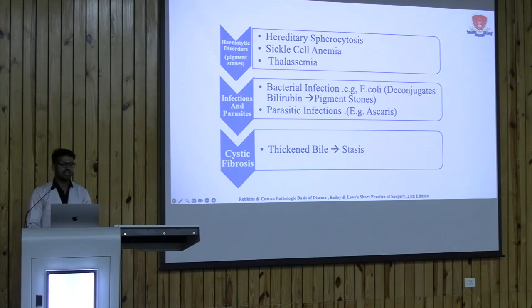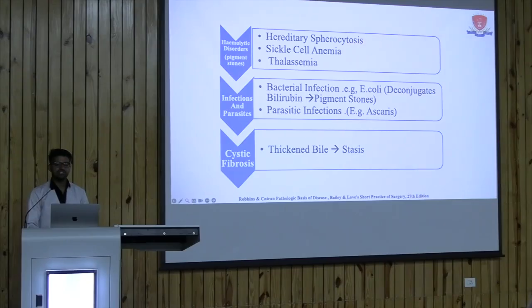Hemolytic disorders like hereditary spherocytosis, sickle cell anemia, and thalassemia predominantly cause pigment stone formation. Infections caused by bacteria like E. coli and parasites like liver flukes, Ascaris, etc. deconjugate the bilirubin, which leads to the formation of pigment stones.